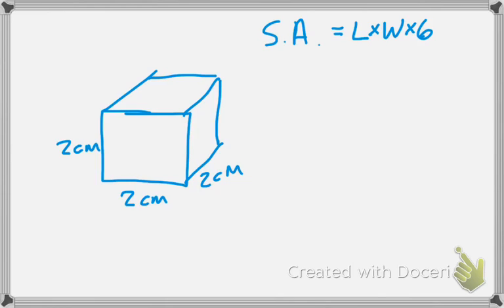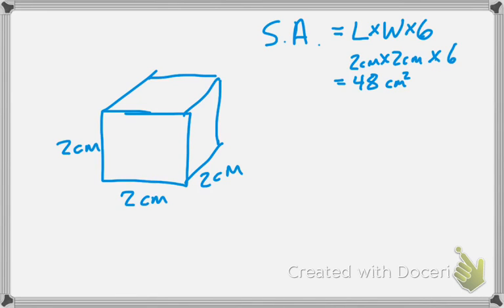I know my surface area is going to be length of 2 centimeters times a width of 2 centimeters times 6. 2 times 2 is 4, times 6, that's going to give me a surface area of 48 centimeters cubic centimeter, square centimeters.